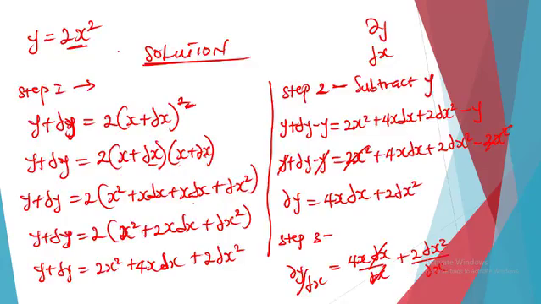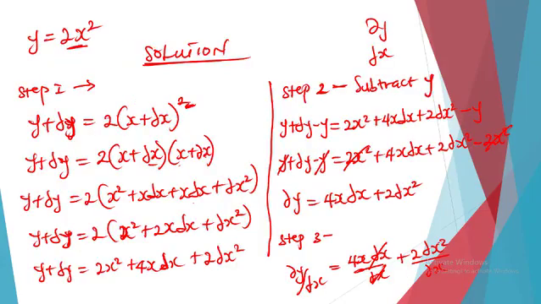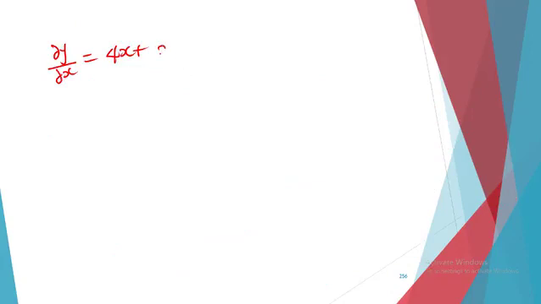We then have dy over dx to be equal to 4x left here, 4x plus, dx squared is dx times dx, right? And this will eliminate one of the dx, leaving us with 1 dx. So we'll have 2 dx. Then we'll go over to step 4.